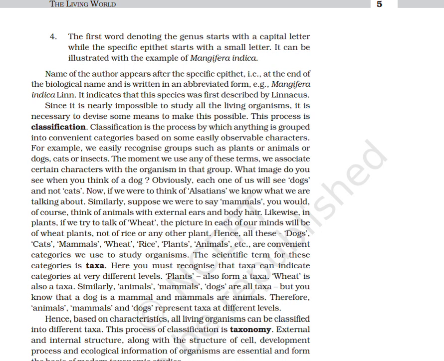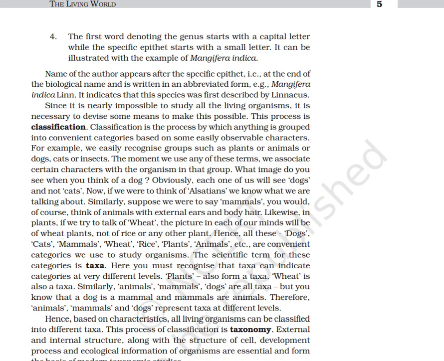The moment we use any of these terms, we associate certain characters with the organisms in that group. What image do you see when you think of a dog? Obviously, each one of us will see dogs and not cats. Now, if we were to think of Alsatians, we know what we are talking about. Similarly, suppose we were to say mammals, you would of course think of animals with external ears and body hair. Likewise, in plants, if we were to talk of wheat, the picture in each of our minds will be of wheat plants, not of rice or any other plant.